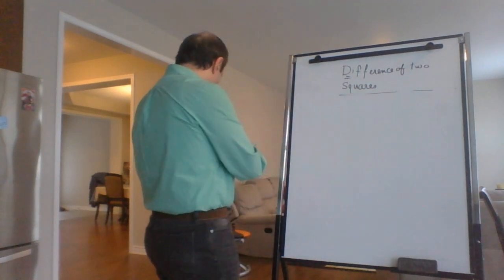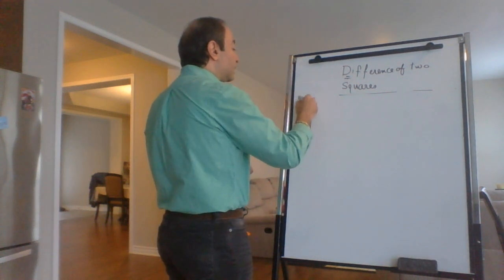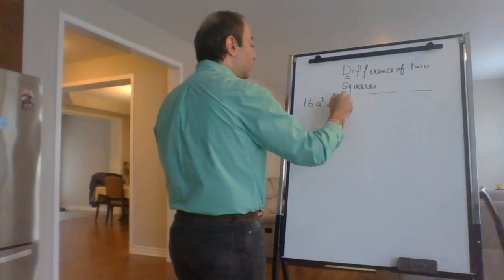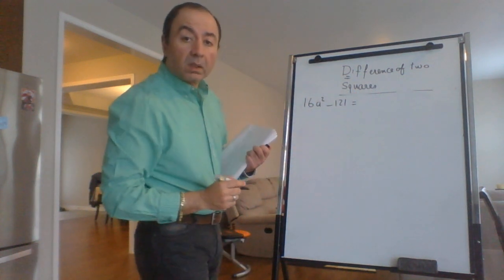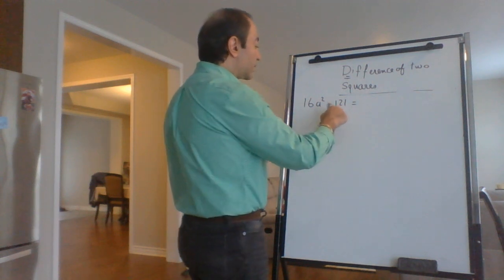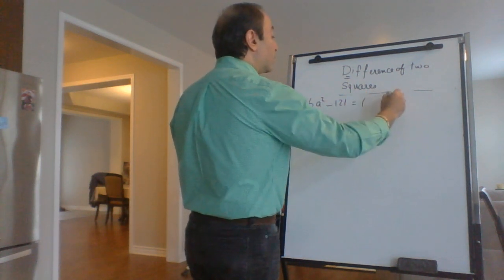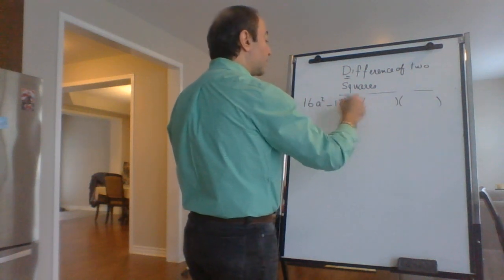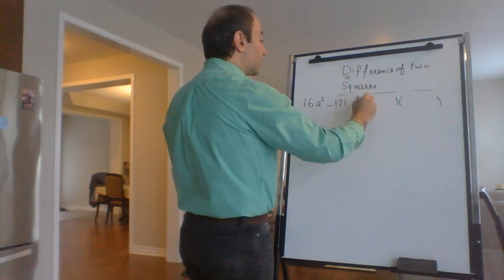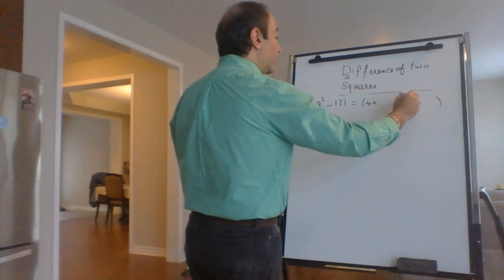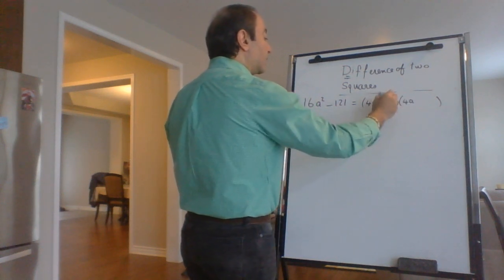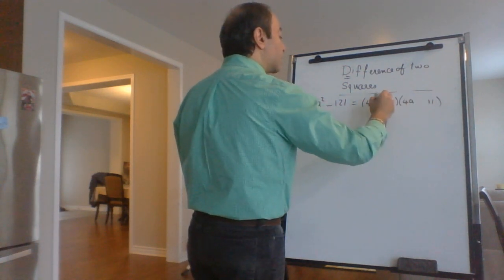Now let's go to 16a squared minus 121. Yes, this is a perfect square, this is a perfect square, there is a minus between, so I can open two brackets, square root of the first, so square root of 16a squared is 4a, 4a, square root of the second, 11, 11, opposite signs.